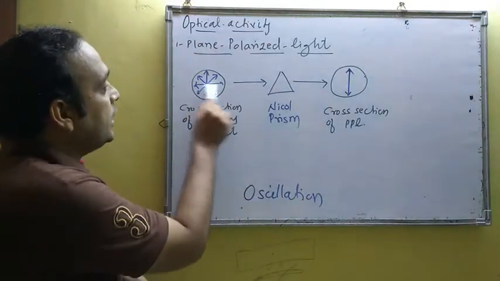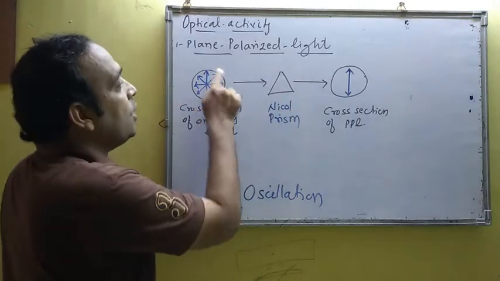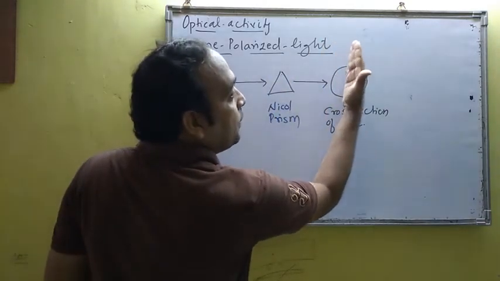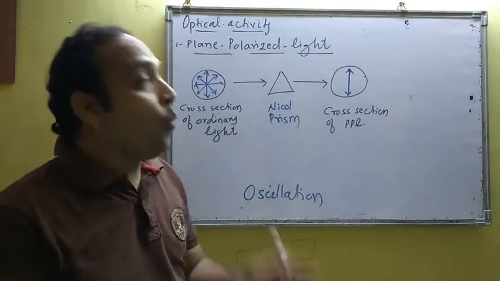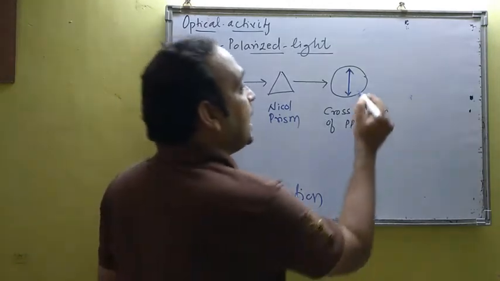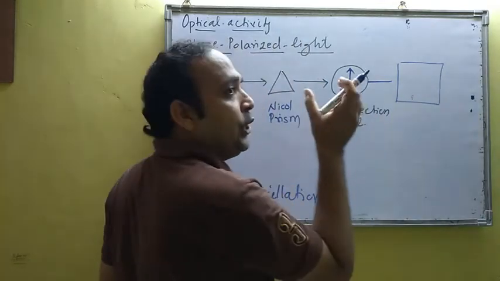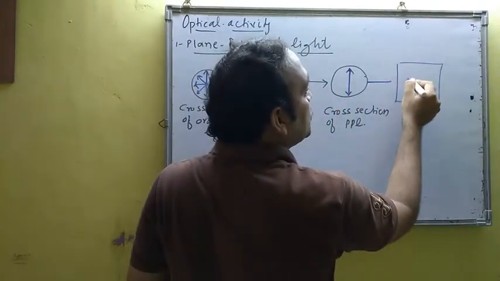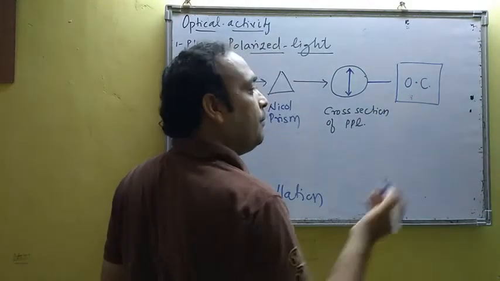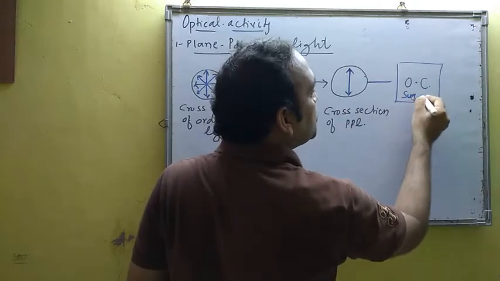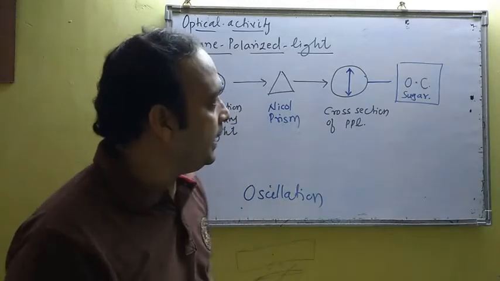See here, oscillation in all possible directions. As it passes through the nickel prism, the oscillation becomes only in one plane. So this light is called plane polarized light. Now, when this plane polarized light passes through an organic substance, suppose this one is your tube containing an aqueous solution of an organic molecule or organic compound, say sugar or lactic acid.